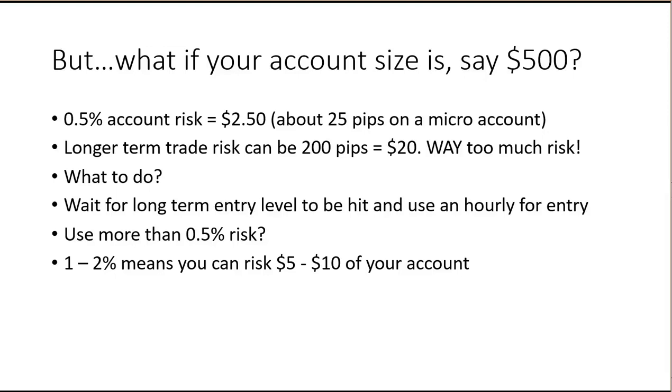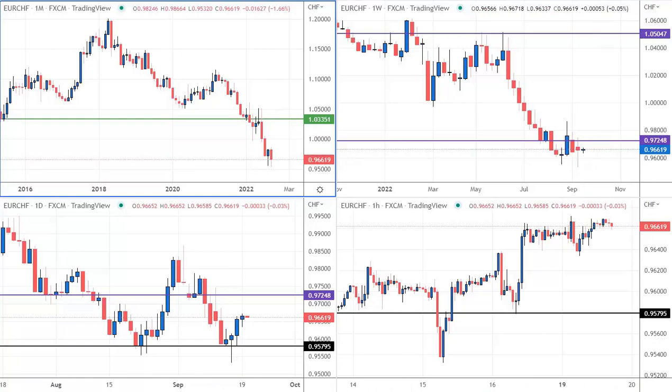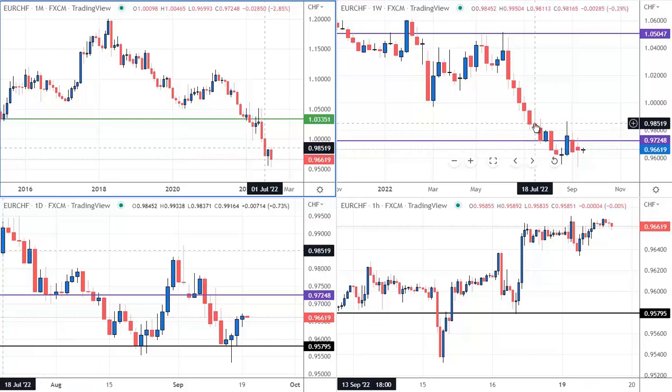So let's take a look at a trade here, and I'll show you how we can apply this concept. So let me just bring up my charts here. I'm not going to go over a bunch. I just want to show you the concept of how to do this. So let's take a look at the Euro Swiss pair here.